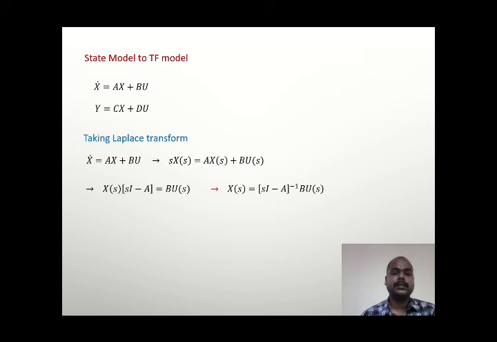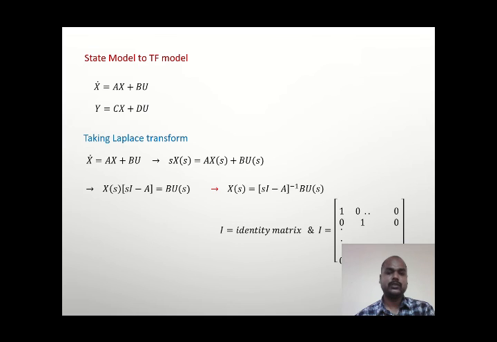Then we can see that the state X(s) is directly related to the input U(s) with (sI minus A) inverse times B. Similar thing we can do for the output y. When we take the Laplace transform of y, we have Y(s) equals C times X(s) plus DU(s). And one thing: this I, which is multiplied by s, is the identity matrix, which is a diagonal matrix in which all the diagonal elements have value unity.